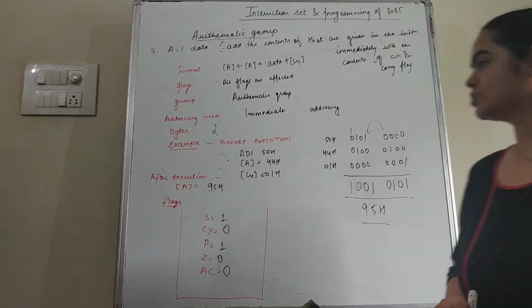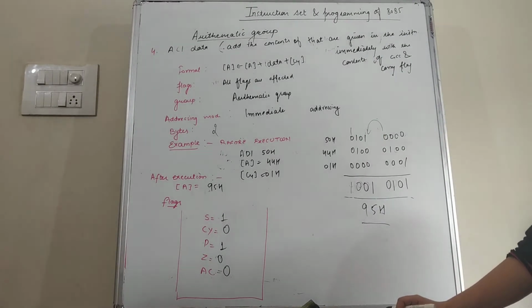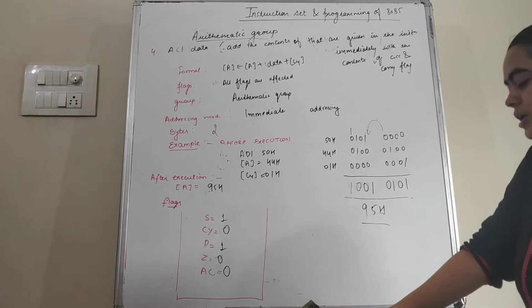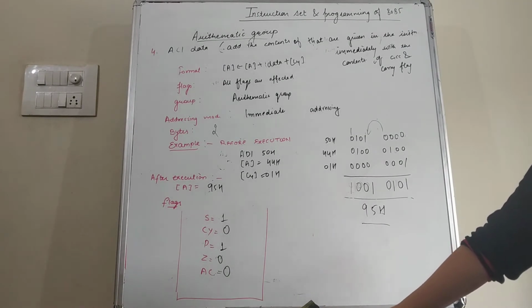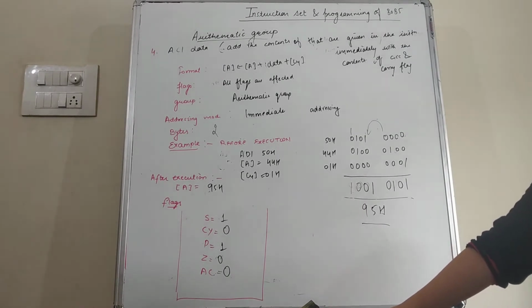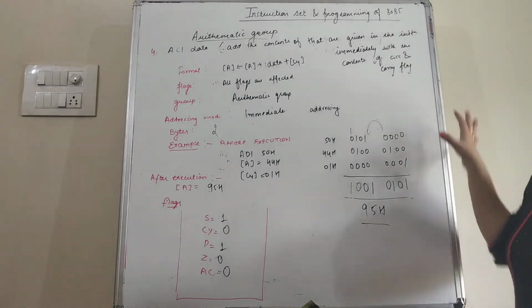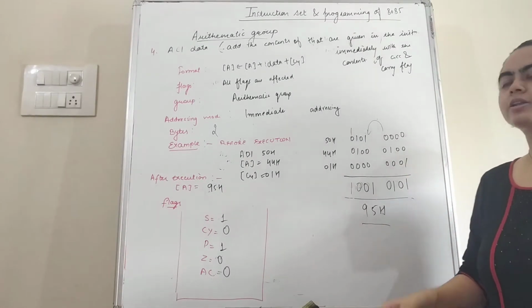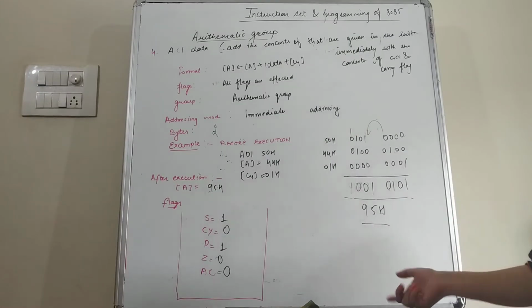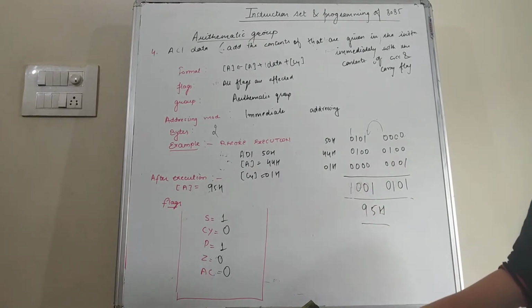So this is the addition with the contents of a register, with the contents of the memory location pointed to by the HL pair, and with the data immediately, with the help of carry. Here if a carry is generated, then that carry can also be added with the contents of the accumulator as well as the value present in the register.